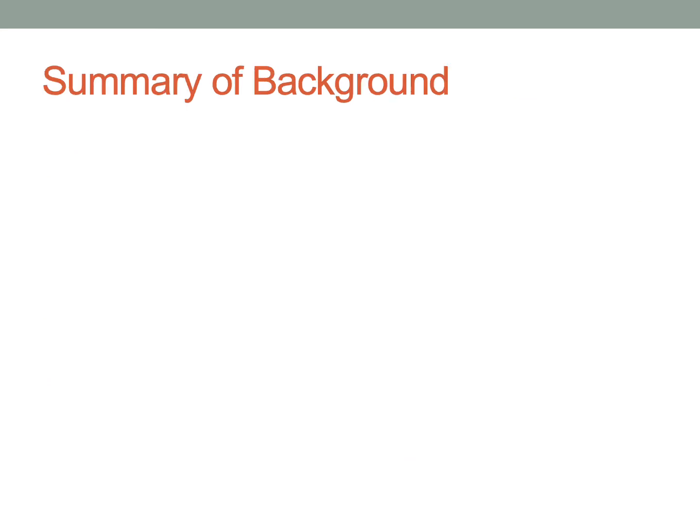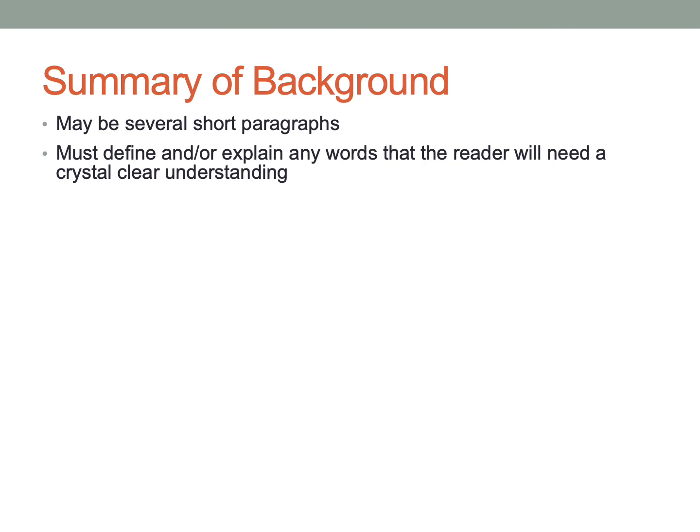So, summary of the background. For you guys, short paragraphs, but multiple ones. I doubt any of you can get away with just a single background paragraph. Define and explain words, processes, back them up with research, but explain to the reader in crystal clear terms why this topic is important and what they need to know in order to read further. You may align with a theoretical perspective. Sometimes that comes up where you'll see that different theories are applied to the problem.